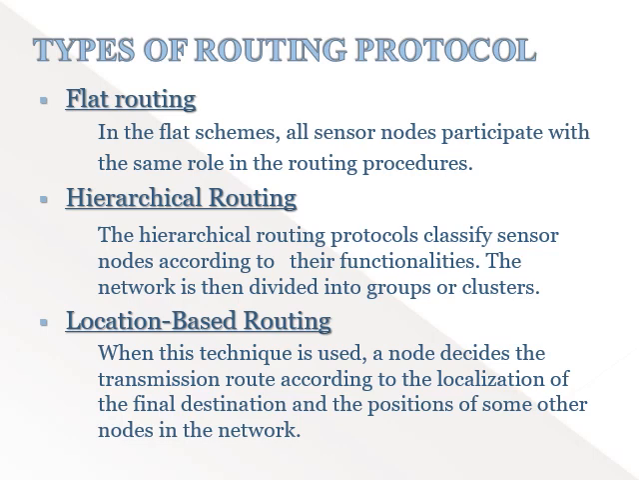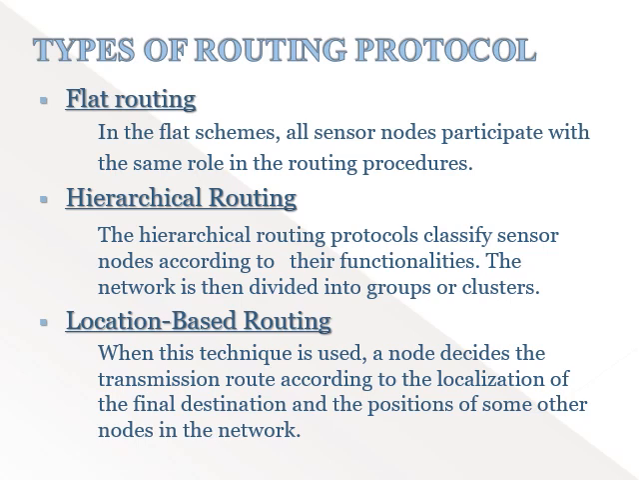Moving further, wireless sensor networks are classified into three routing protocols: flat routing, hierarchical routing, and location-based routing. In flat routing protocols, all sensor nodes participate with the same role in the routing procedure. So basically, all sensor nodes perform a single task of data transfer.